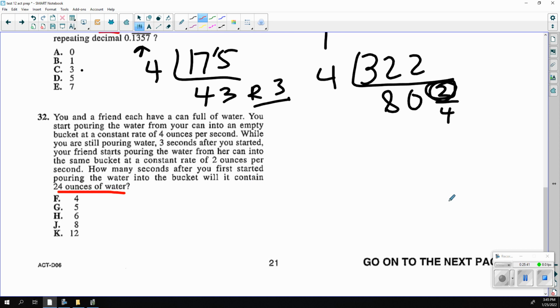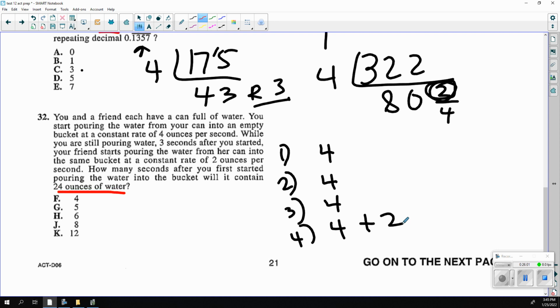So first second, I poured 4. Second second, I poured 4, so that's 8. Third second, I poured 4, so that's 12. Now comes in this one, so it's going to be 4 and 2, so 18. And on the fifth second, we're going to get another 4 plus 2, so 6, 12, 18, 24 after 5 seconds. So it'd be 5 seconds after it started. Okay?